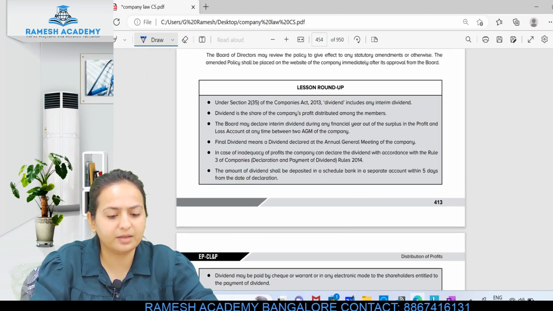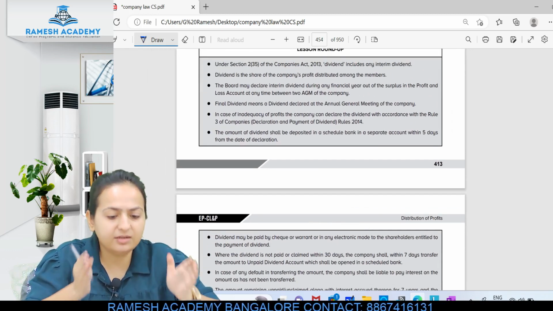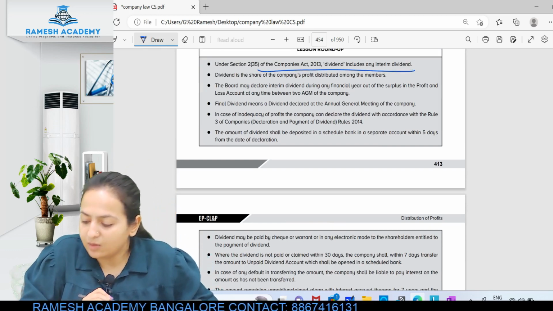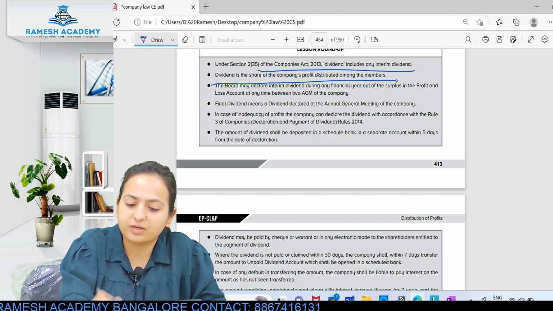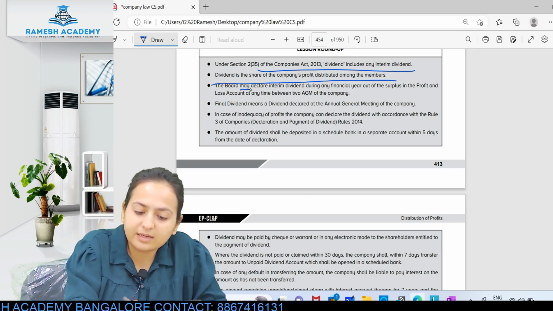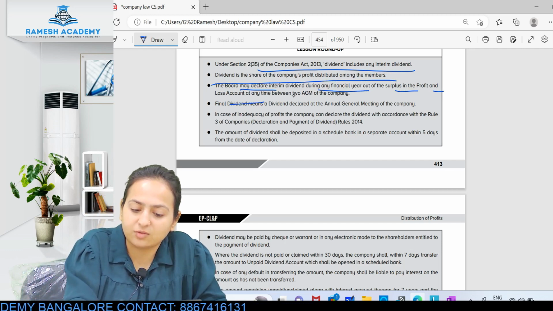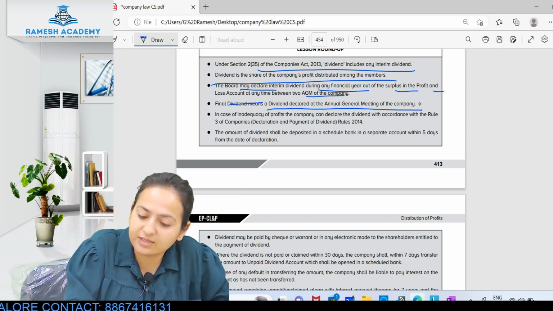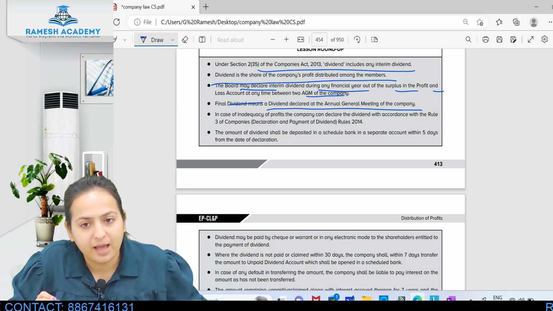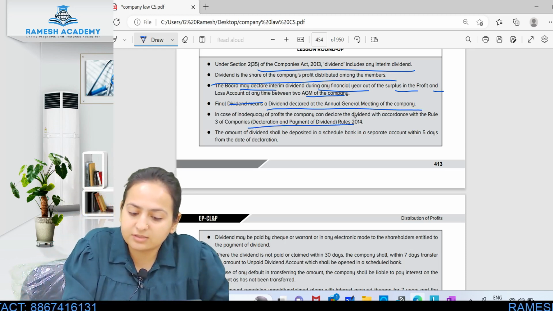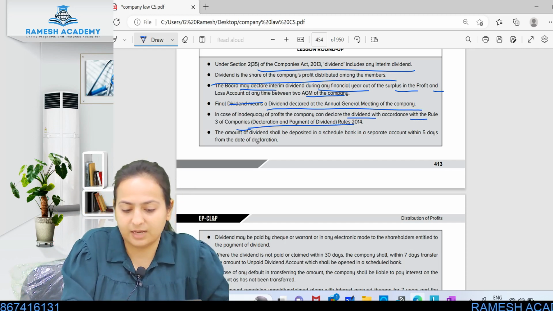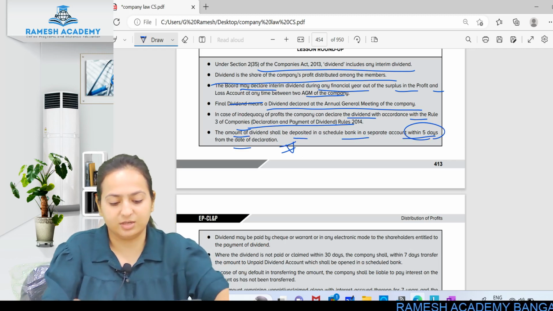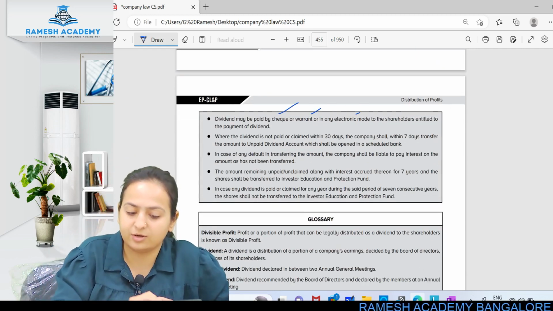In the lesson wound up, what we have studied: dividend, Section 2(35), includes the interim dividend. What is dividend? Dividend is the share of the company's profit. You may declare interim dividend during the financial year out of the profits between two AGMs. Final dividend is declared at the AGM, in accordance with the dividend rules. The amount is to be deposited in a scheduled bank within 5 days from the date of declaration. It will be paid by cheque, warrant, or electronic mode.